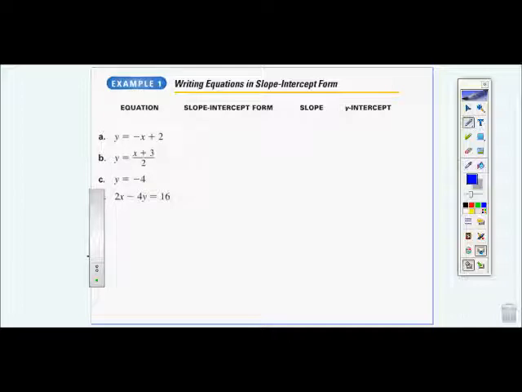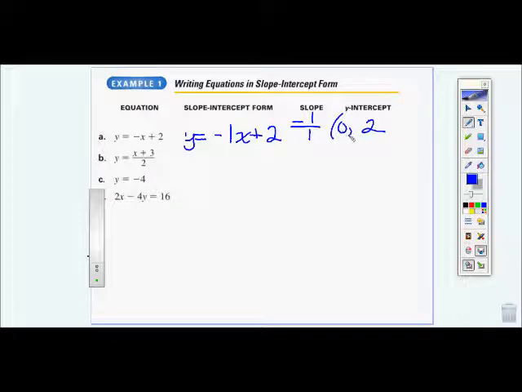The first one is done for us already. So we're going to write y equals, I'm going to go ahead and give it a coefficient of -1, x plus 2. So the slope, and again, slope is rise over run, so my slope is going to be -1 over 1, and my y-intercept is going to happen at 2. Okay, so if it's a y-intercept, it means that I'm not going to move on x at all, so it is going to be at 0, 2.